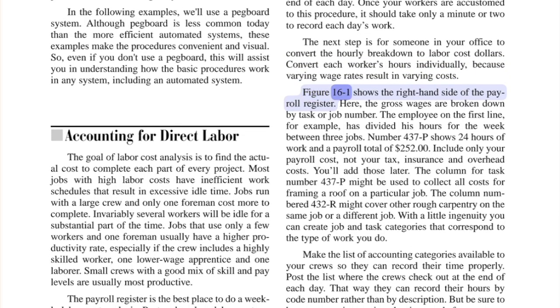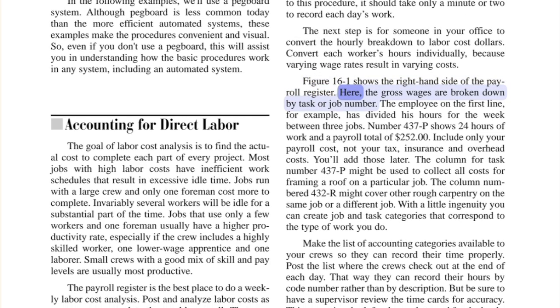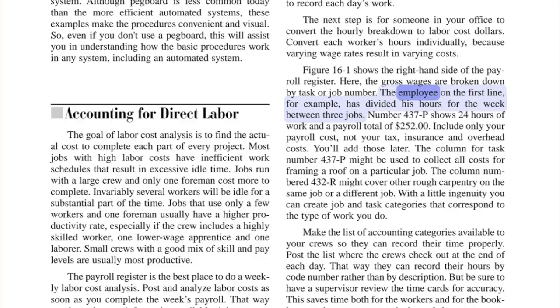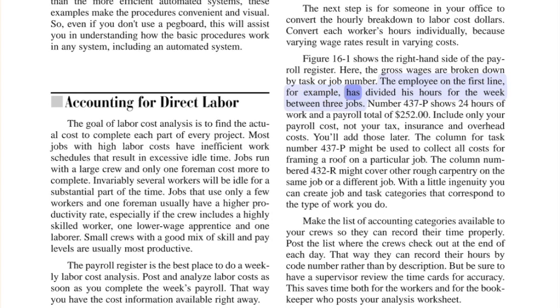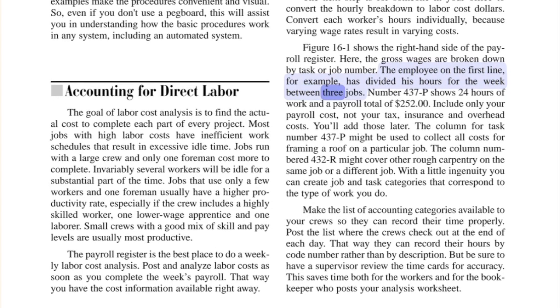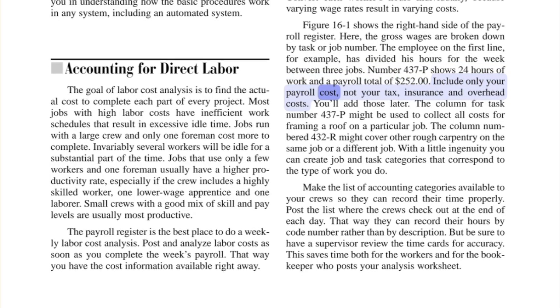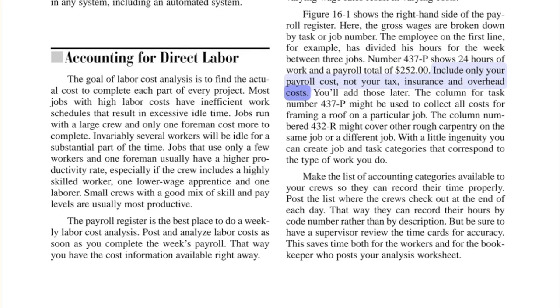Figure 16-1 shows the right-hand side of the payroll register. Here, the gross wages are broken down by task or job number. The employee on the first line, for example, has divided his hours for the week between 3 jobs. Number 437P shows 24 hours of work and a payroll total of $252. Include only your payroll cost, not your tax, insurance, and overhead costs. You'll add those later.